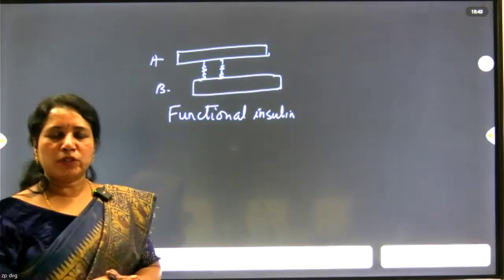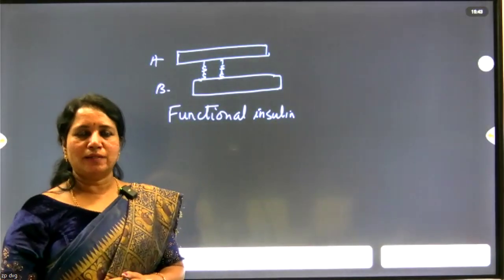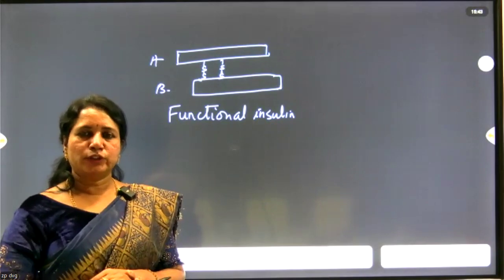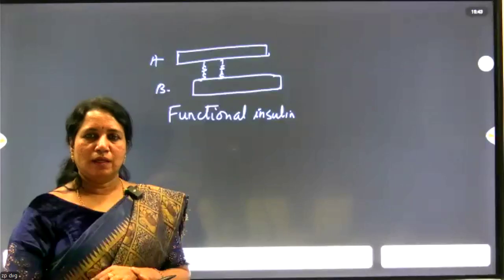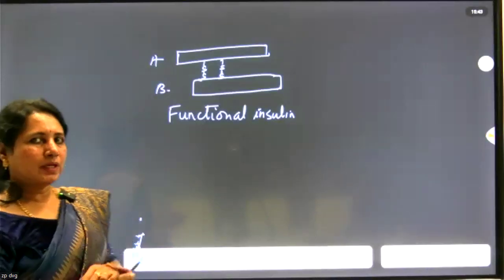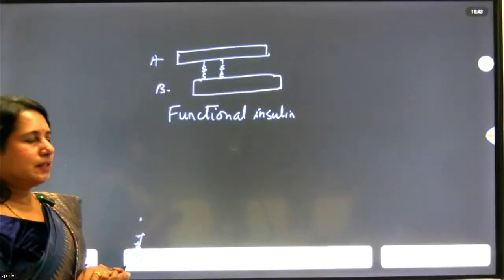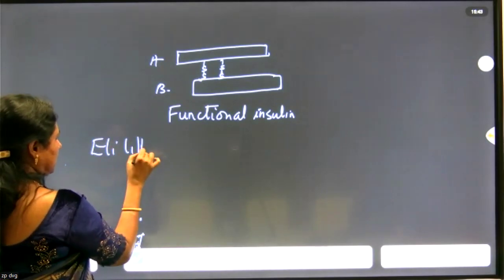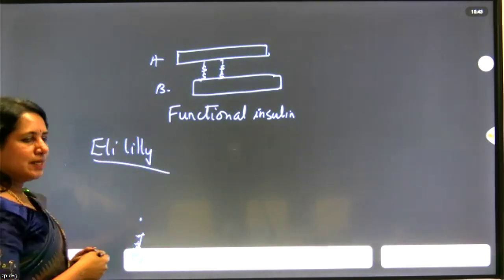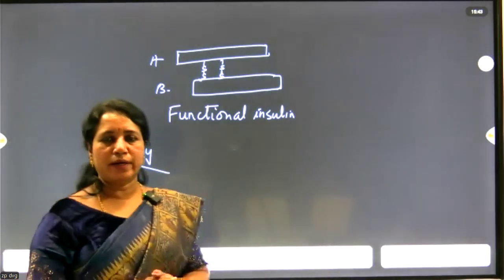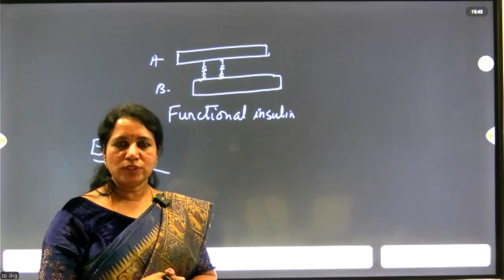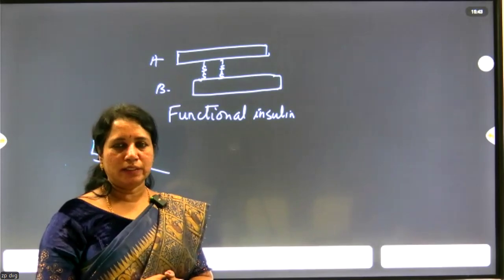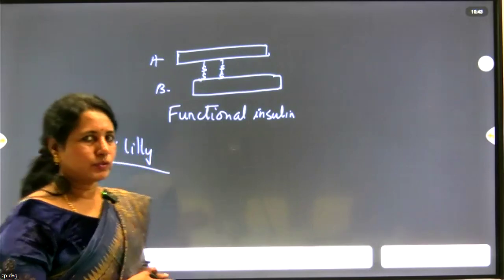The insulin production on a large scale was done by a company in 1983, the Eli Lilly company. This Eli Lilly company started producing insulin using rDNA technology. How?